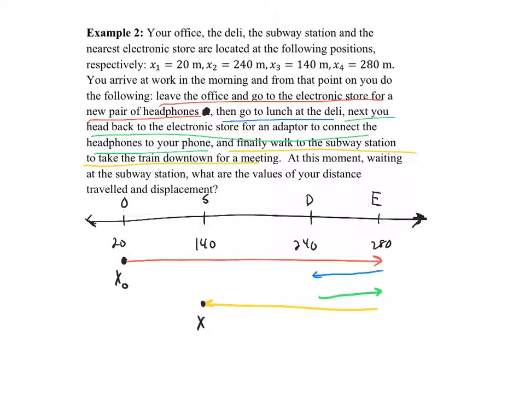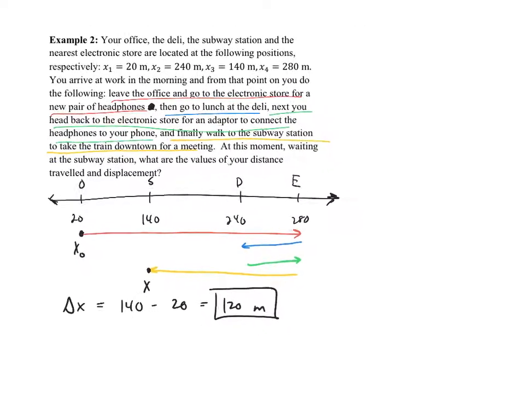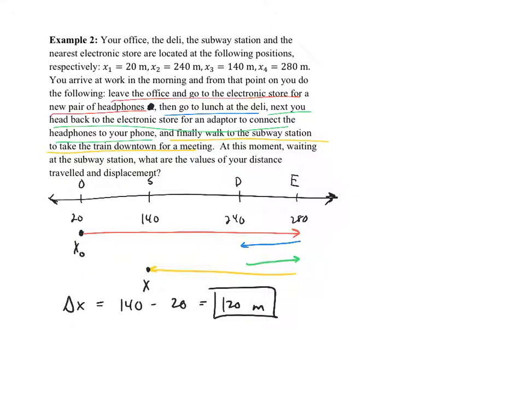And again, I get that because I take my final or current position and subtract my initial position. 140 minus 20 is 120. So my displacement, x, is going to be 140 minus 20, which equals 120 in the units of meters. So there's my displacement for this problem. But the other part I still have to get is the distance traveled.